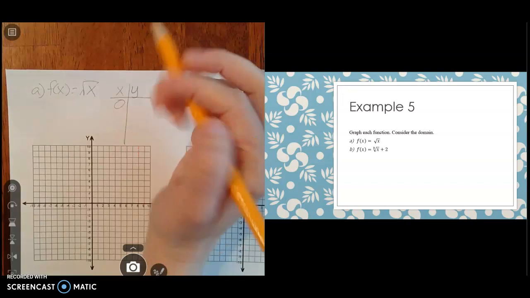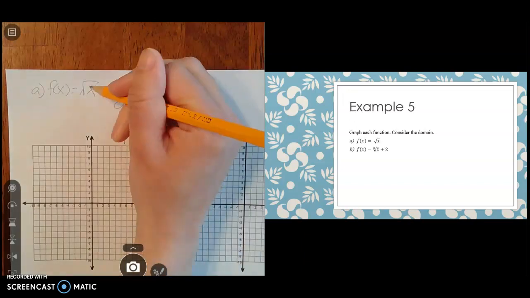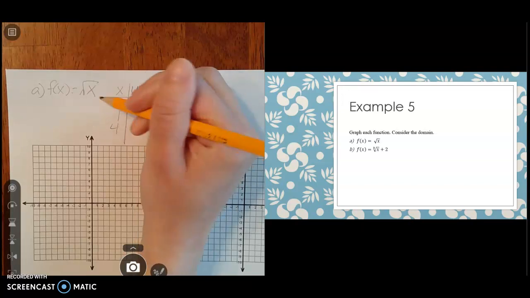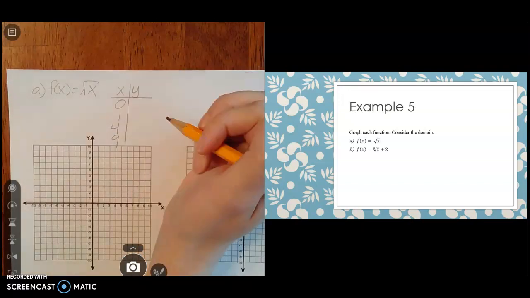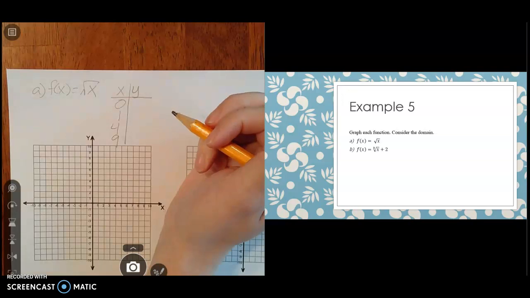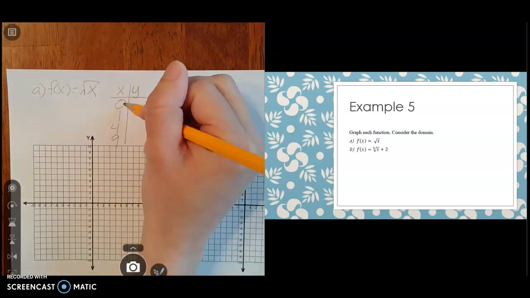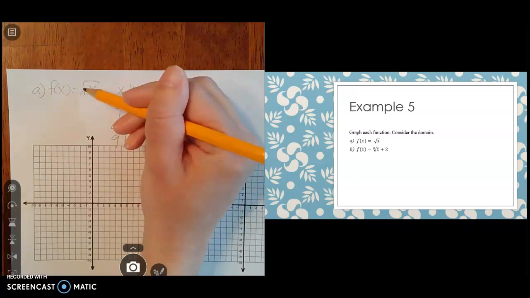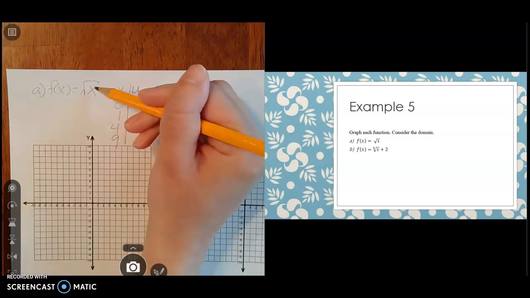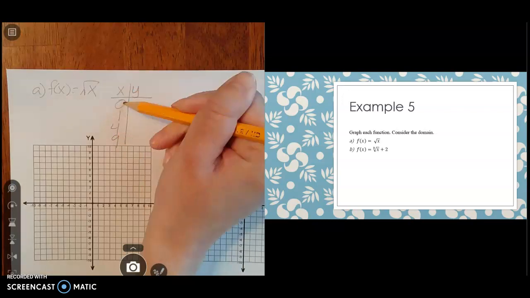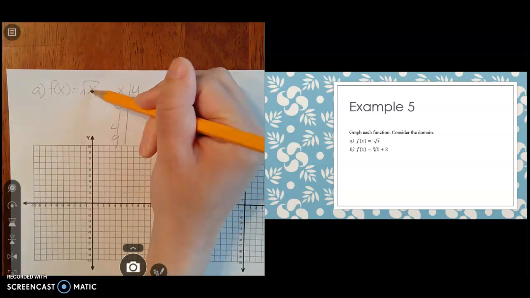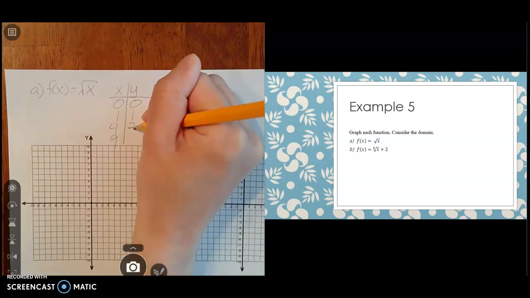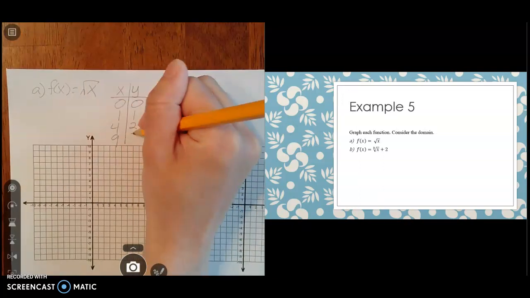The next perfect square would be 1. And then the next perfect square would be 4. And then 3 squared would be 9. So there's some nice perfect squares that we can graph. So then let's go ahead and do it. So for y equals the square root of x, or f of x equals the square root of x, we're going to take the square root of 0, which would be 0. The square root of 1, which would be 1. The square root of 4, which would be 2. And the square root of 9, which would be 3.